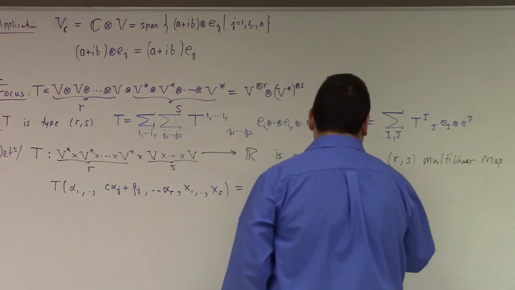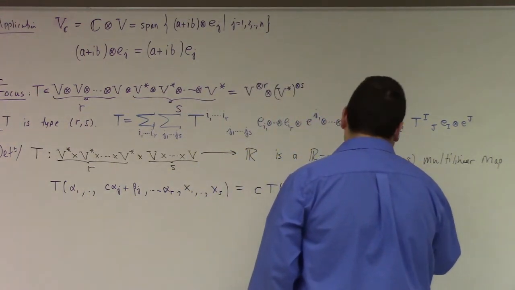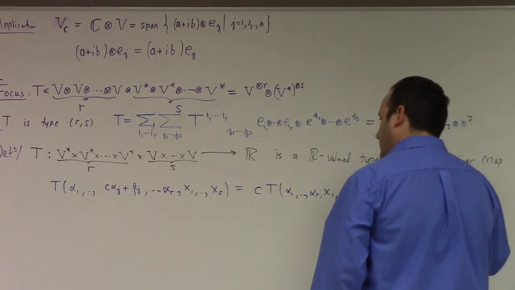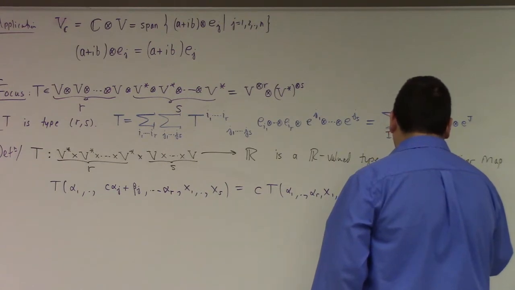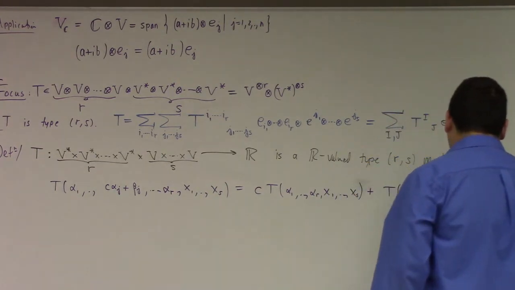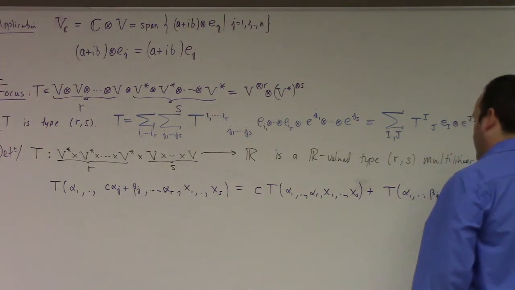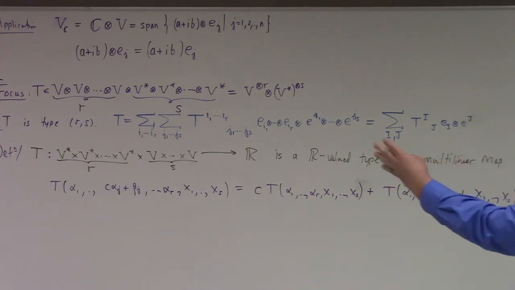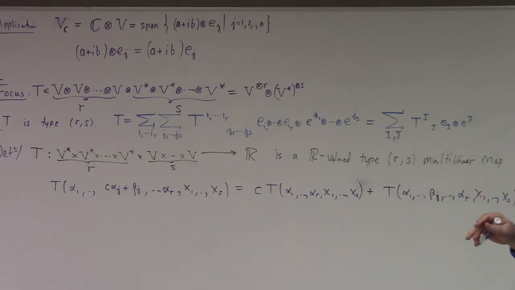plus T of alpha 1, beta j, through alpha r, x1 through xs. So what I'm saying is that I can pick the jth dual entry, and I can break up a sum, and I can pull out a constant. And likewise for the entries in V. I hope you'll forgive me if I don't write it down.